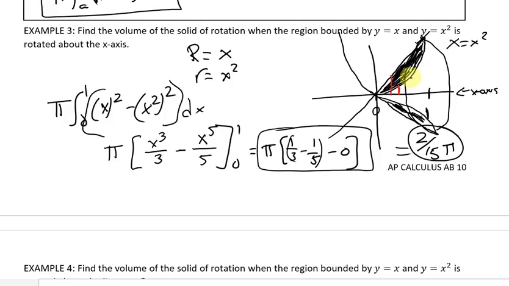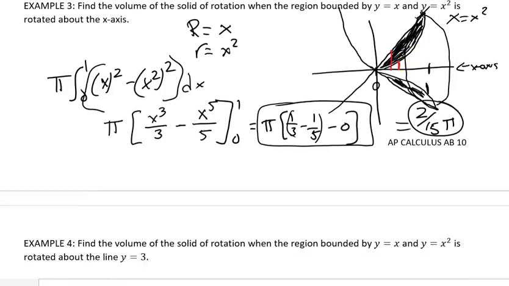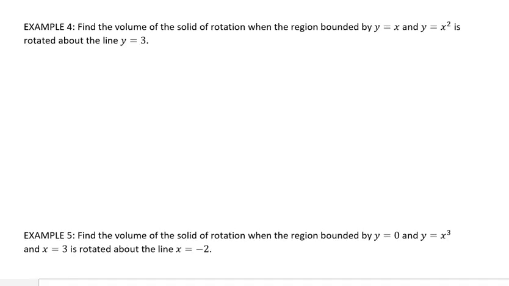And we know the shape of that, so we're going to redraw that, but this time we're going to rotate it around a different line. So here's our region. It's that banana shaped region that goes from 0 to 1. This is at 1. Now we're going to rotate around the line y equals 3.